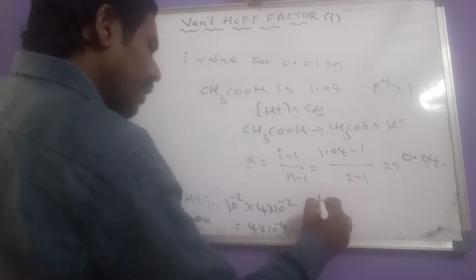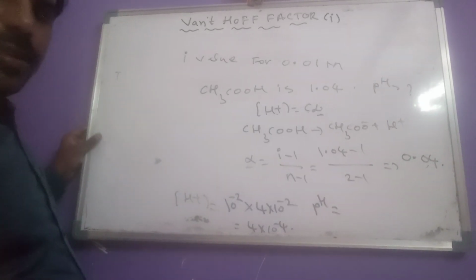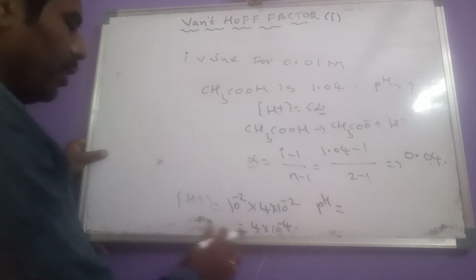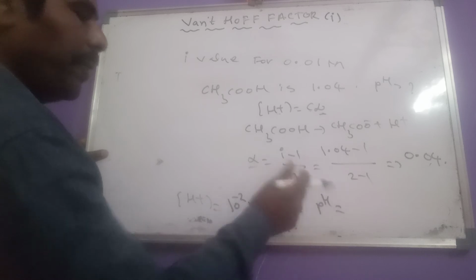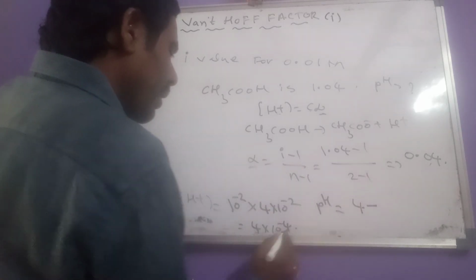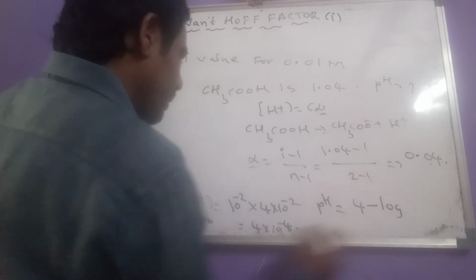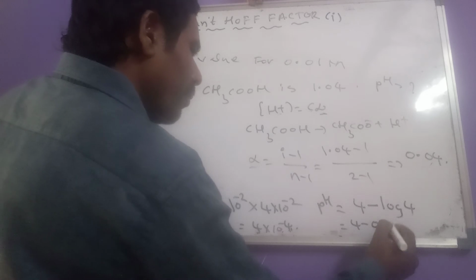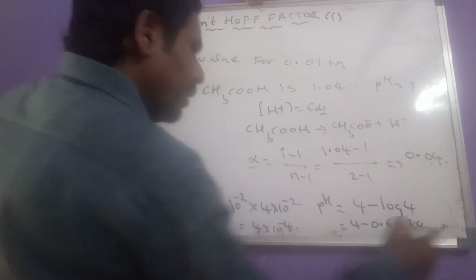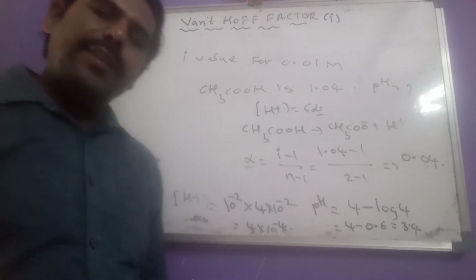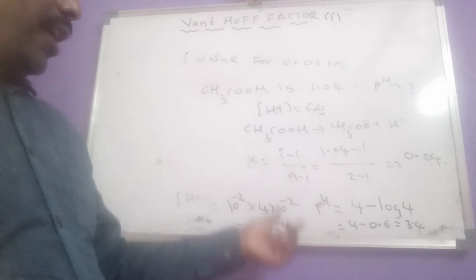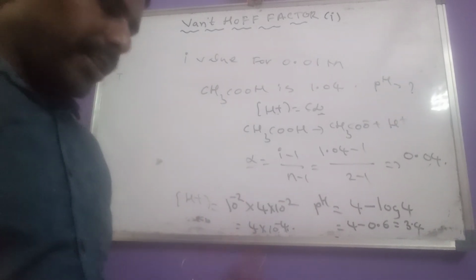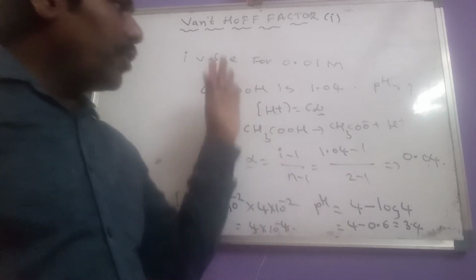After getting the H plus ion concentration, how to solve for pH? Very simple. An easy formula is there. Here 4 is there now, so 4 minus log 4. 4 minus log 4 means 4 minus 0.6, we get 3.4. So that is the pH value. So we have to observe this equation, the relation between pH and H plus concentration. I explained, but we have to revise this once.